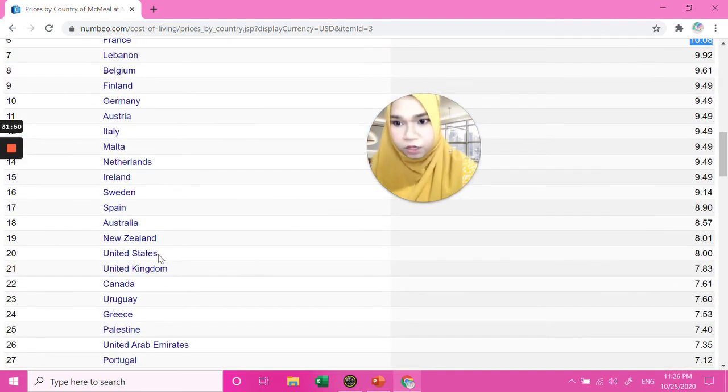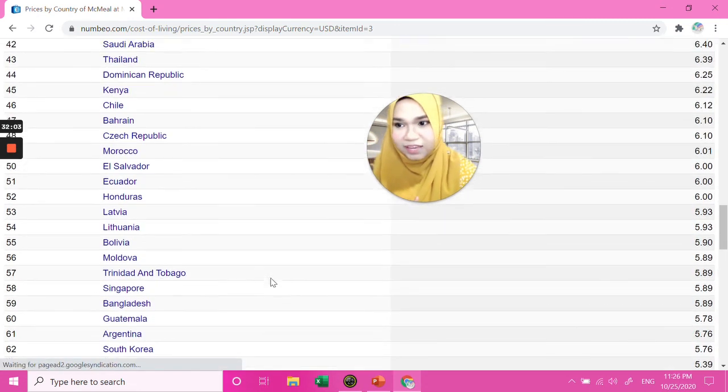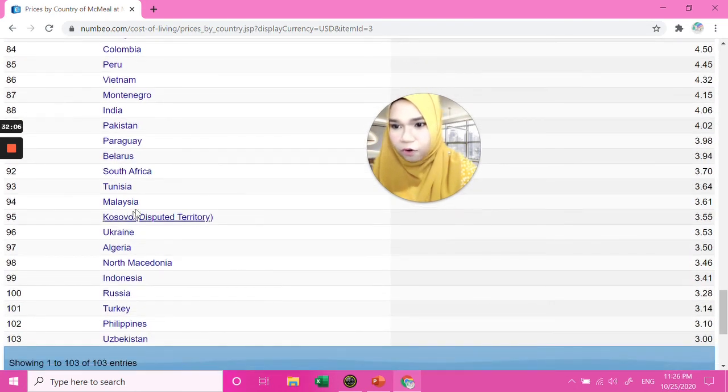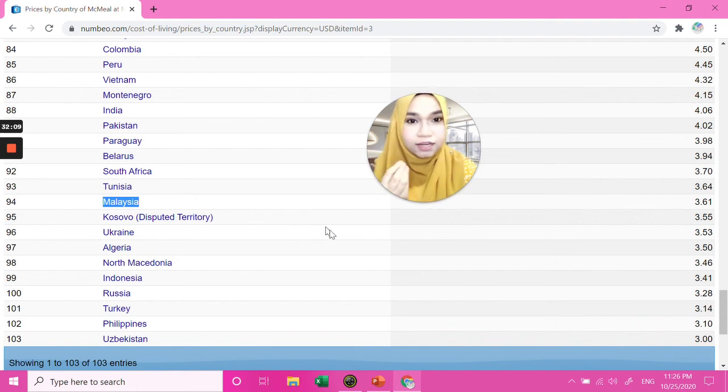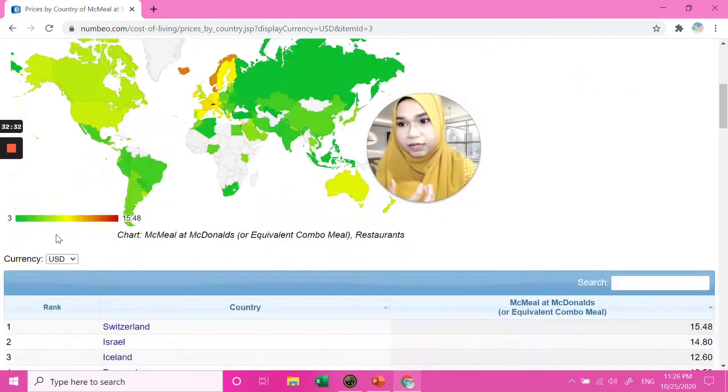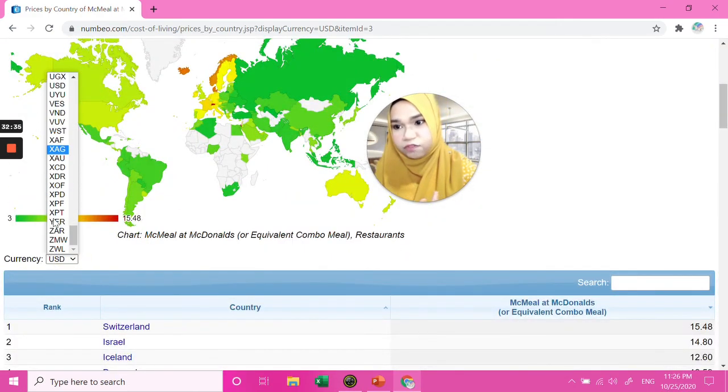And let's say you are in the US itself, here, United States, yeah. The meal will cost you $8. Okay, $8. You want to see Malaysia? Okay, Malaysia is at 94. Here in Malaysia, the same meal that you have to pay $8 just now, $8 in United States, or $15.5 in Switzerland. In Malaysia, you are only paying $3.61. But if you were to convert this $3 into ringgit Malaysia, okay, then you will see that, of course, it's about 15 ringgit, I guess.